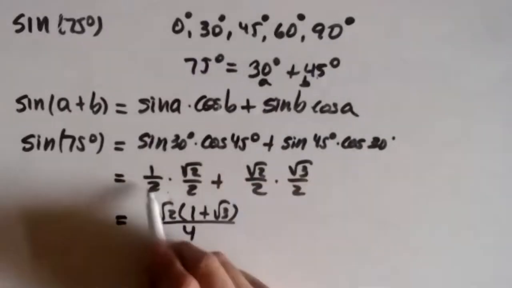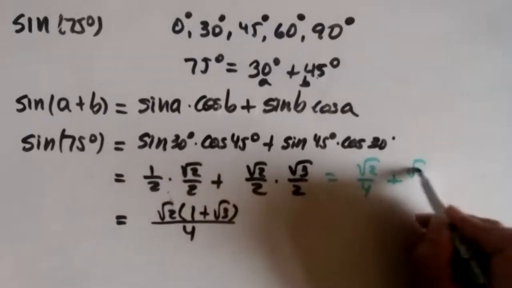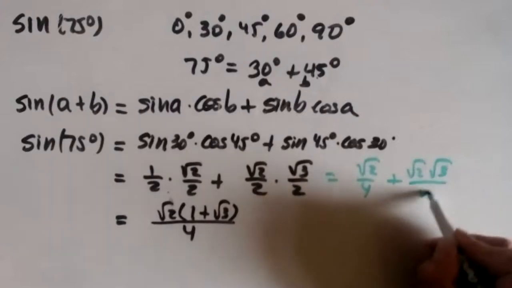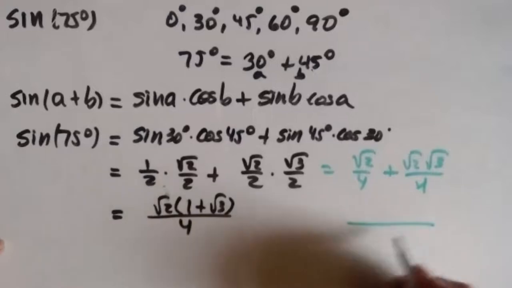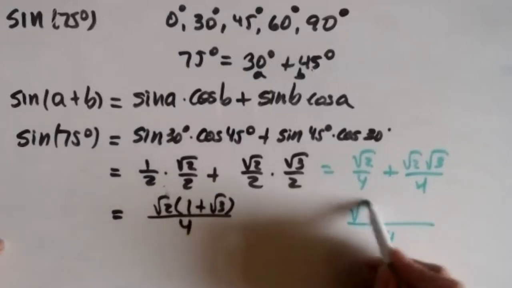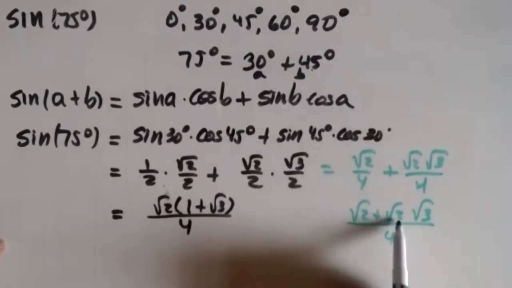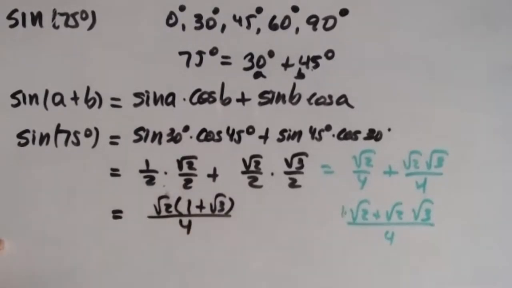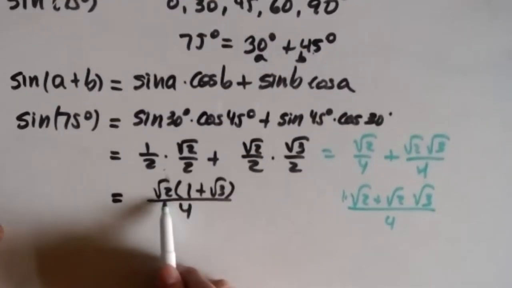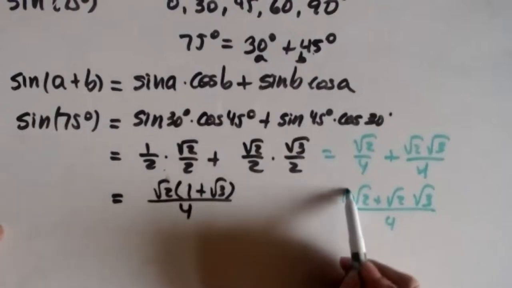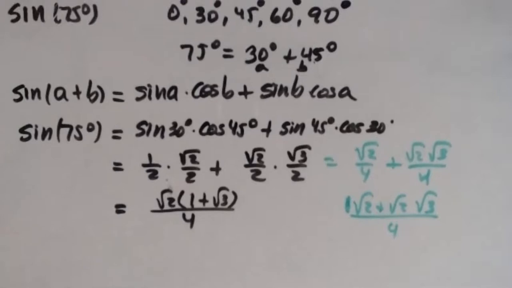I have 1/2 times square root of 2 over 2, which is square root of 2 over 4, plus square root of 3 over 2 times square root of 2 over 2, which is square root of 6 over 4. You see? Then you put the common denominator, 4. And then you have square root of 2 plus square root of 2 times square root of 3. And then you see that this is a common factor. Here is a 1, 1 times the square root of 2. So I factor out a square root of 2, 1 plus square root of 3. You get this one, right?